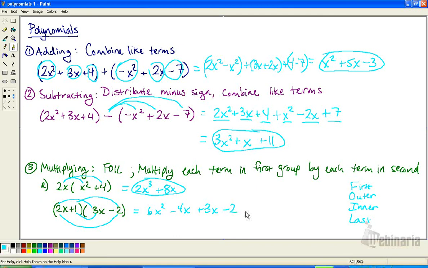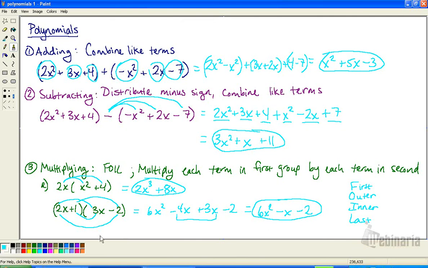And then the last thing I need to do is combine like terms. You can see these in the middle here can be combined. They are like terms because they both have an x. So let's keep the 6x squared in front. Minus 4x plus 3x is negative 1x, with a negative 2 on the end. So I use the acronym FOIL, but really what I'm doing is multiplying each term in the first group by each term in the second group.